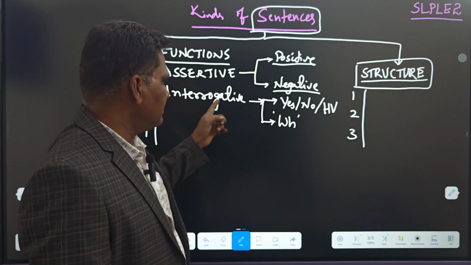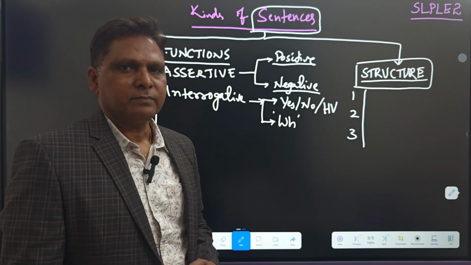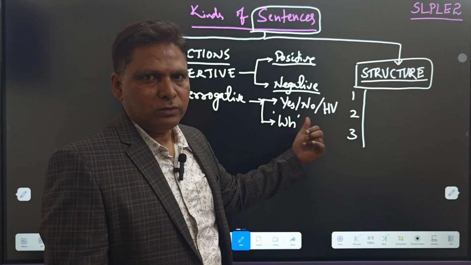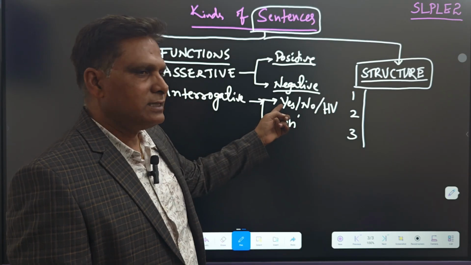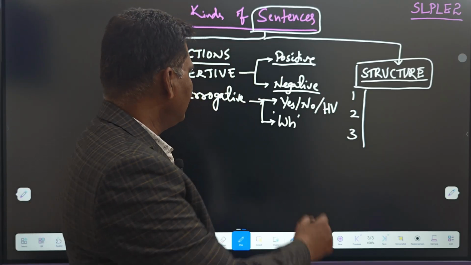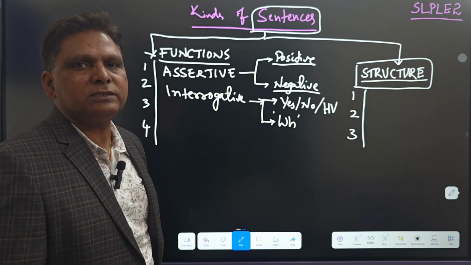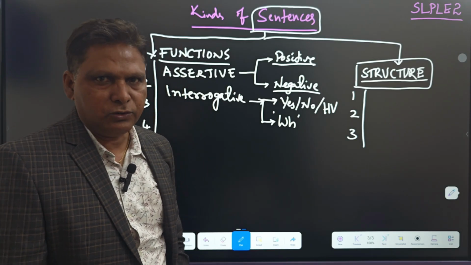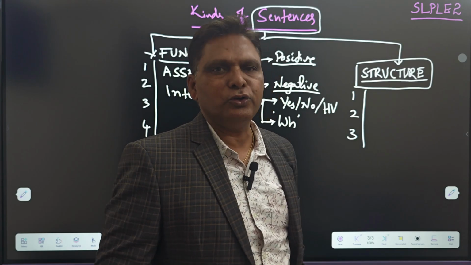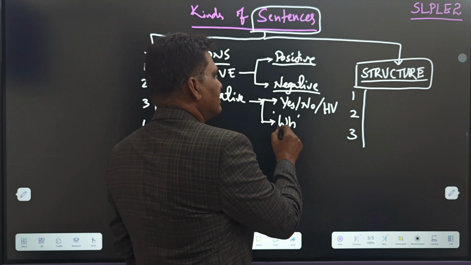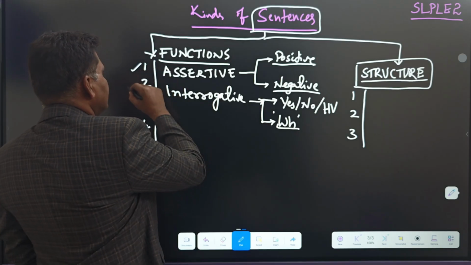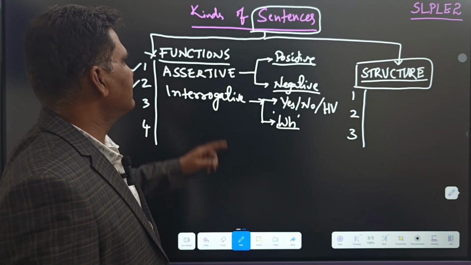For example, when I frame a question using a helping verb, is it your pen? And the answer is yes, it's my pen. No, it is not my pen. So the answer is yes or no because it starts with a helping verb. And the other type of questions are the ones that start with WH. What are you doing? Which one do you like? Why are you doing like this? So all these questions start with WH. And that is the second type of sentence.